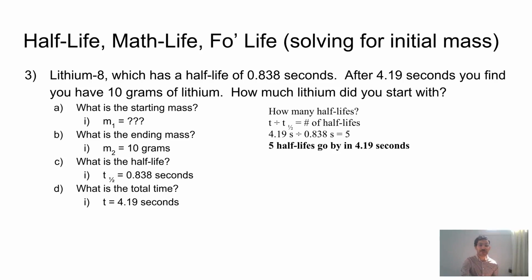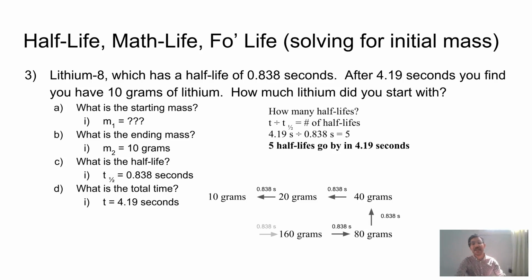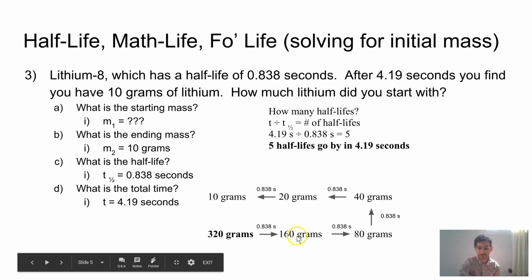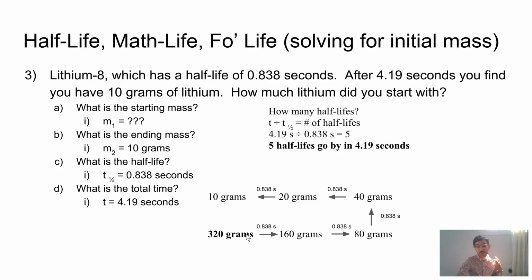So we know that whatever our starting mass was, that guy got cut in half 5 times to give us 10. So we'll do the reverse. We'll take 10 and we'll double it 5 times. So 10 doubled, if we go backwards in time, would be 20. Again, 40. Again, 80. Backwards in time again, 160. Again, 320. And that was, we doubled it 1, 2, 3, 4, 5 times. Good. Cool beans. So we know that we should have started with 320 grams of this lithium-8.